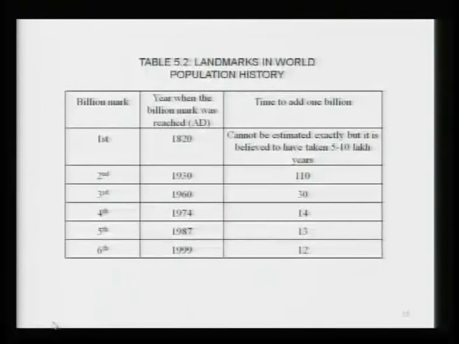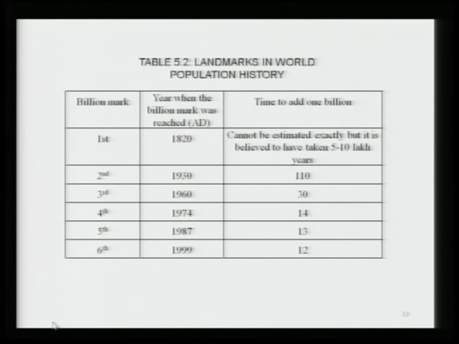So, let us look at this table. The first billion is reached in 1820, and how much time did the world population take to reach the first billion mark? 5 to 10 lakh years. The most conservative estimate would be 5 lakh years. So, it took 5 lakh years to reach the first billion mark, and when was the second billion reached? In 1930. In just 110 years time, the second billion was added to the world population.